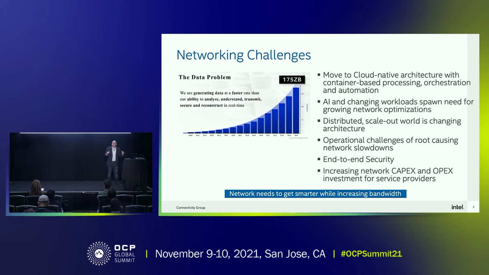It's moving to a distributed scale-out world, right? Disaggregated everything, disaggregated storage, disaggregated memory, changing the way our systems are working. The operational challenges of figuring out what's going on with your network and keeping your network up and running smoothly is becoming a big, big challenge. And finally, and maybe almost most importantly, the increasing investment in CapEx and OpEx that operators are having to utilize in trying to prevent that from occurring. So networks need to not just have more bandwidth, but networks need to get smarter as well.